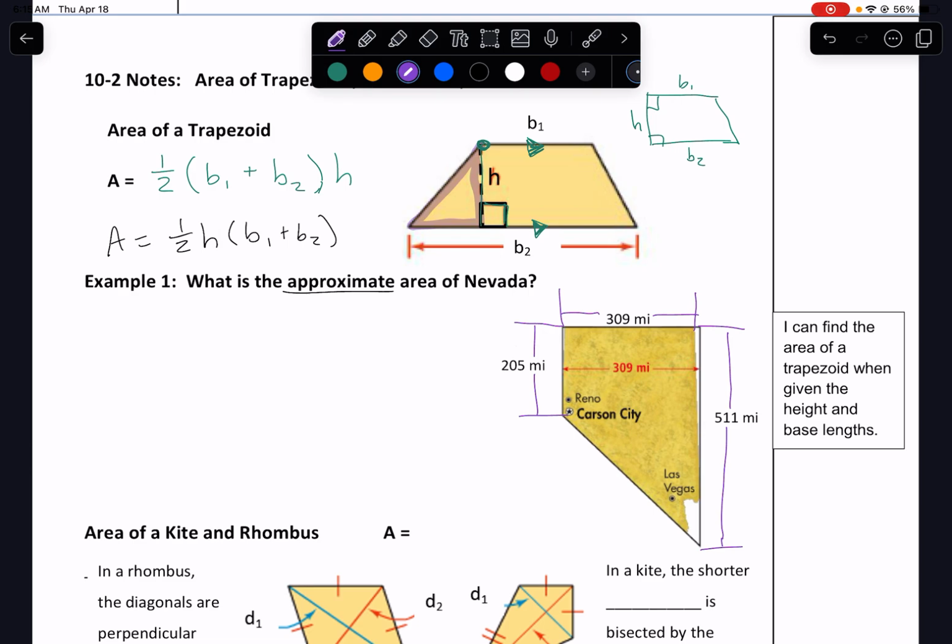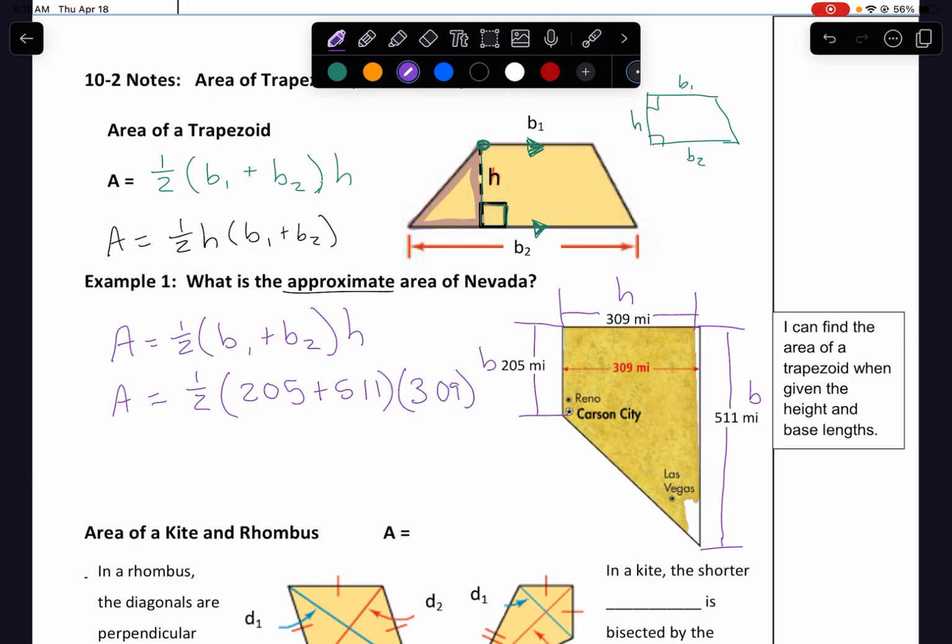And so my bases are going to be the two that do not intersect. It doesn't matter which one's base 1 and base 2. And then my height is that distance between them. And so we'll set up our formula, 1/2 base 1 plus base 2 times the height. So area equals 1/2 times 205 plus 511, and then times the height of 309.